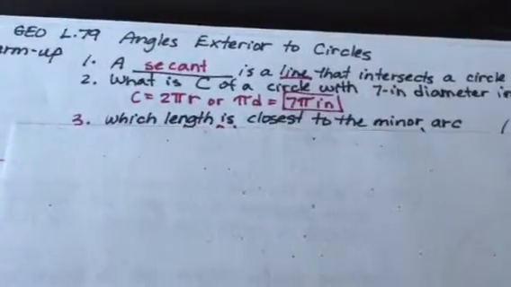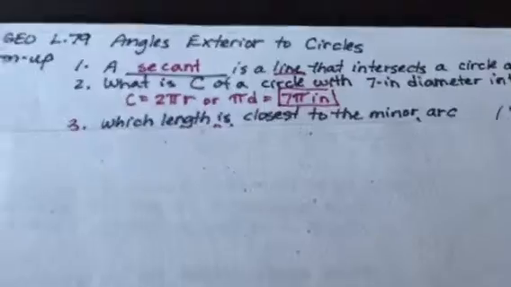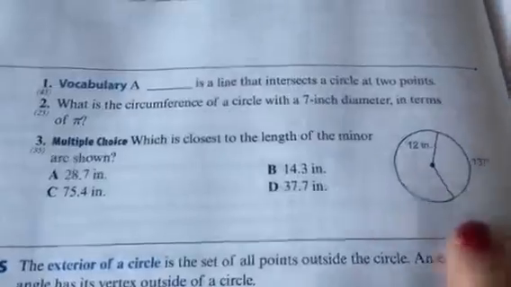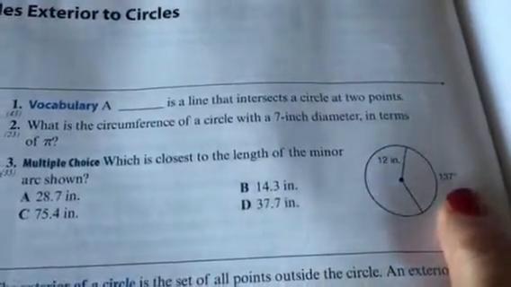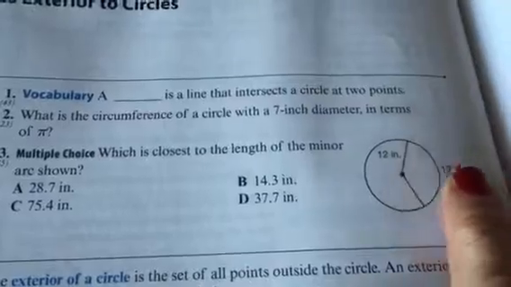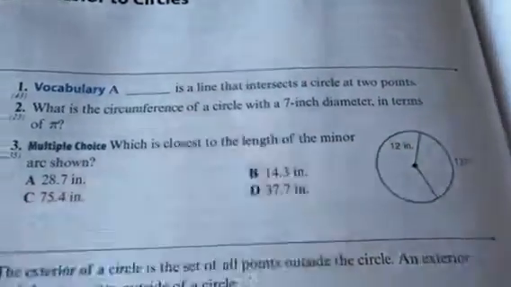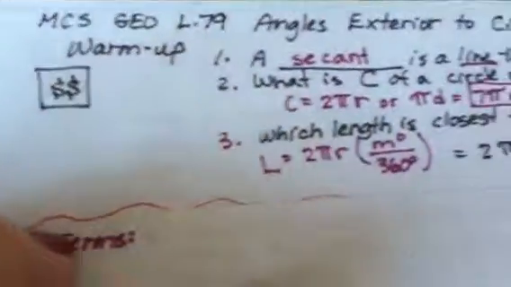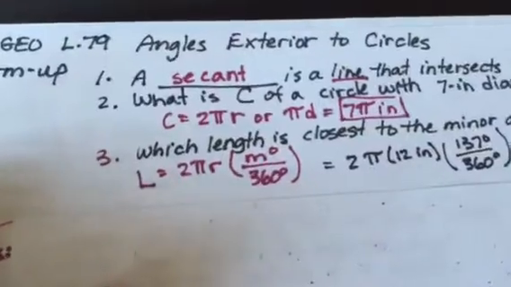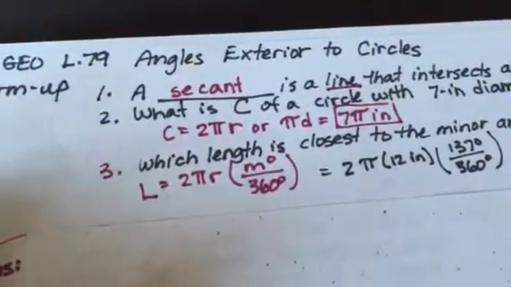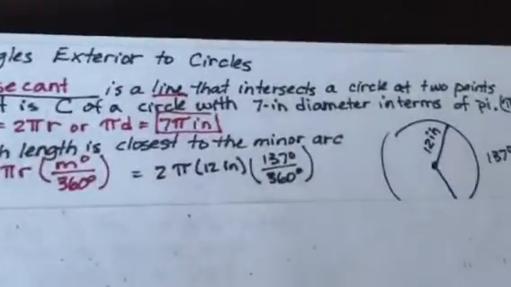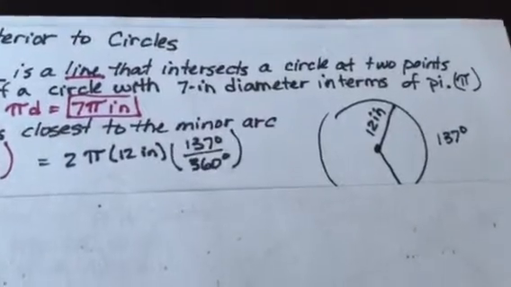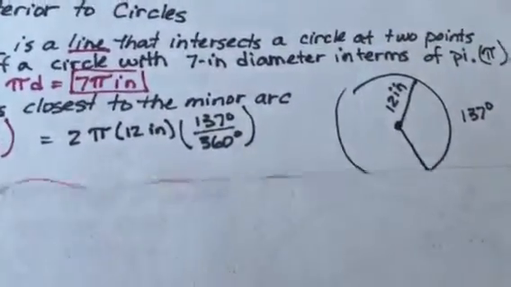And number 3, which length is closest to the minor arc? The picture is shown here. Here we have a 12-inch radius and a 137-degree arc, and we want to find which one is closest in length. The length is 2 pi r times the measure of the angle divided by 360. I put in the numbers, and I want you to make sure that you plug in those numbers in your calculator to get the answer.